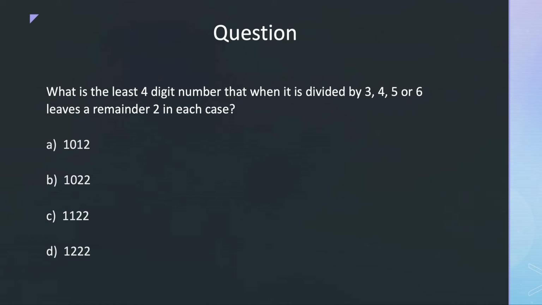The problem that we're going to discuss today is this. What is the least 4-digit number that when it is divided by 3, 4, 5 or 6 leaves a remainder 2 in each case? The options given to us are 1012, 1022, 1122, 1222.